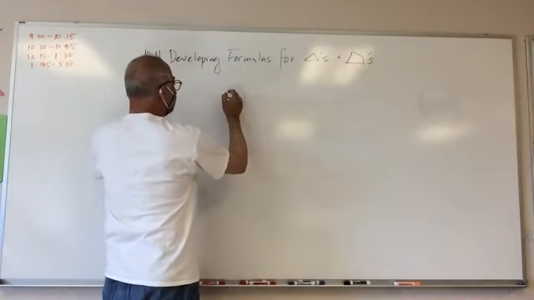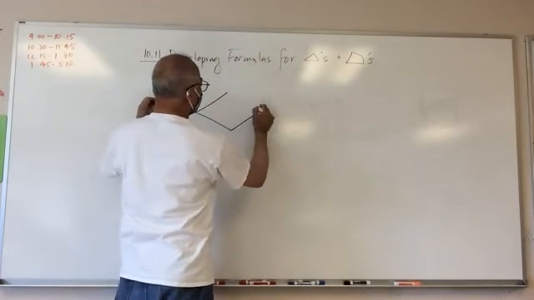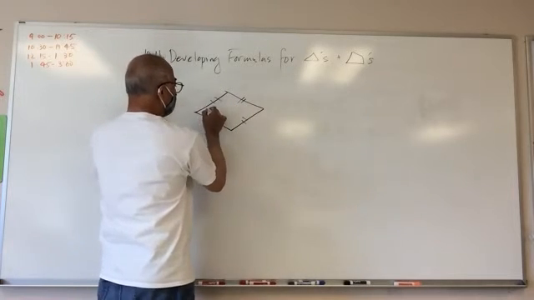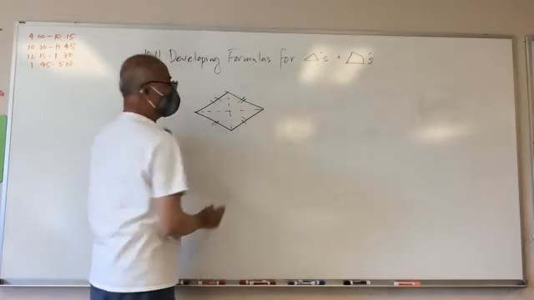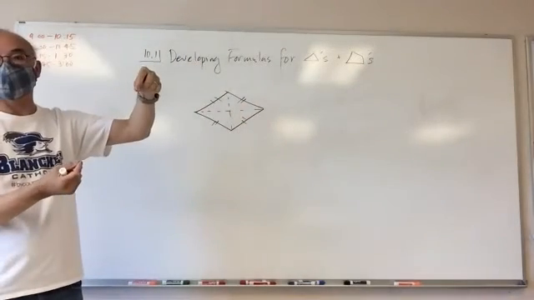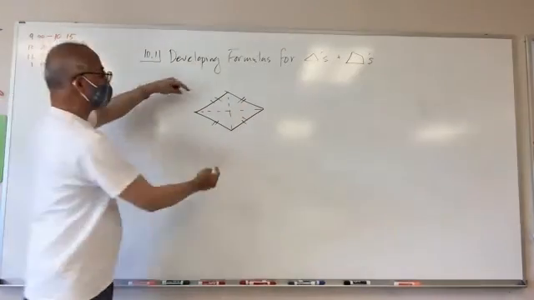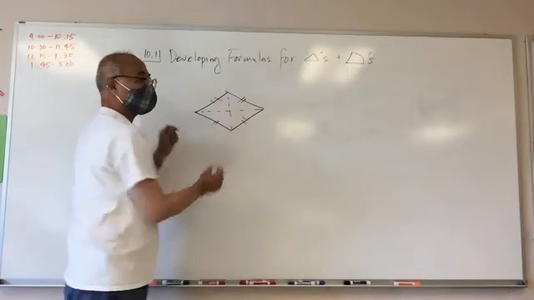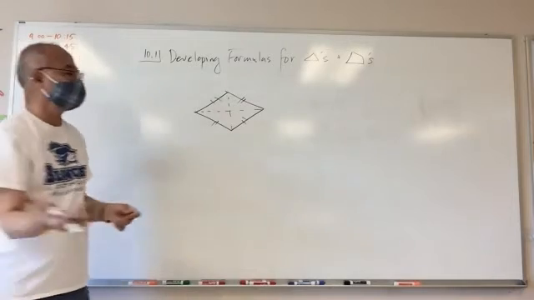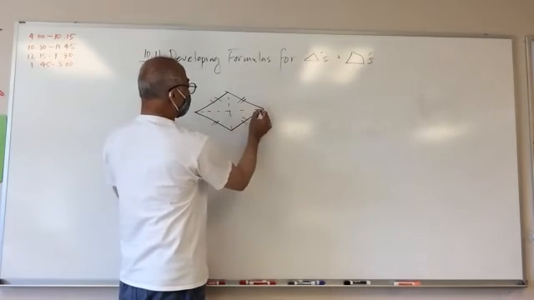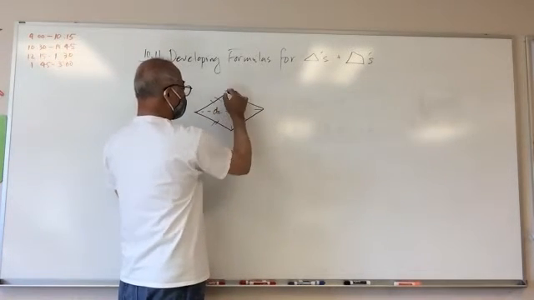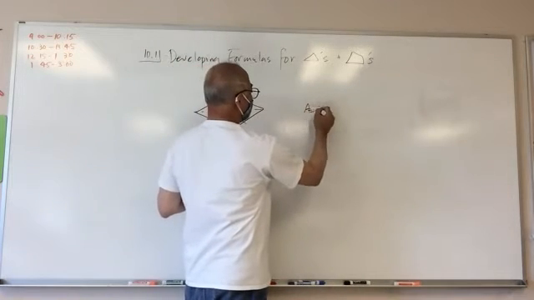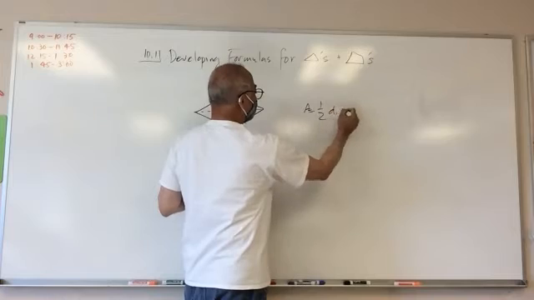A rhombus is where all sides are the same. So basically you're taking a square and you're squishing it from 2 points. So these are no longer 90 degrees, where a square would be 90 degrees, right? If this diagonal is called D2 and this diagonal is D1, the area is going to be 1/2 of D1 D2.